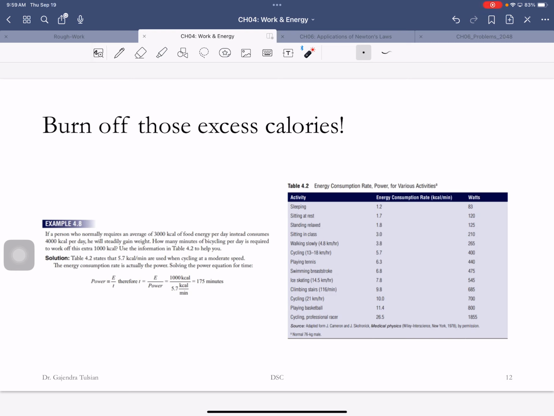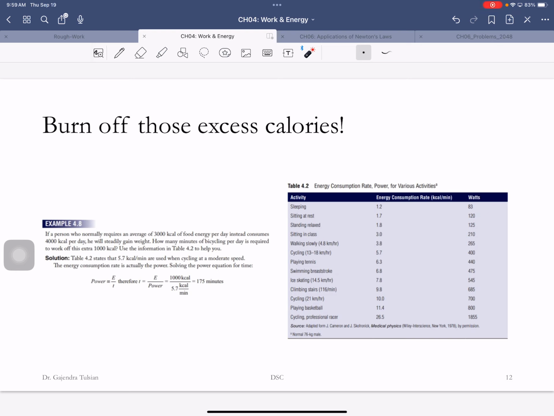All right, so what happens if you eat excess calories, and what do you need to do to get rid of it? If a person who normally requires 3,000 kilocalories of food, so 3,000 food calories per day, instead consumes 4,000 calories per day, they gain weight. So what do you have to do to get rid of the excess energy? You're eating 1,000 extra calories per day. What would you have to do to get rid of those excess calories?